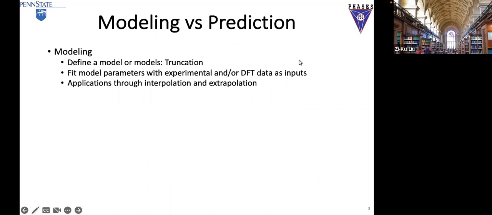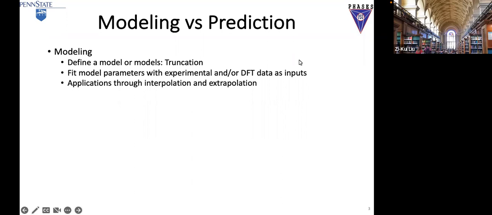Because you cannot take everything into consideration, you truncate it, and then you feed the model parameters. Either you use experiment data most of the time, or use DFT data, and you get a model. Then you do the application, which is interpolation and extrapolation. That basically covers the modeling side.